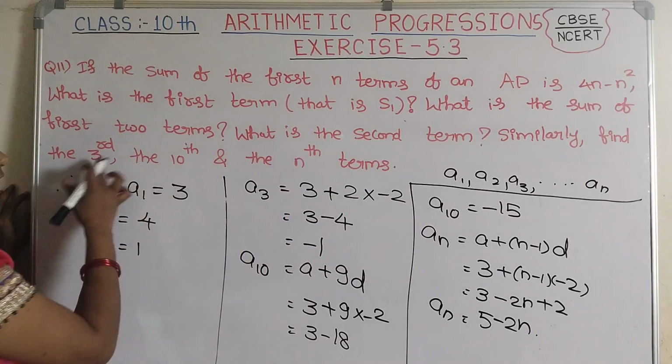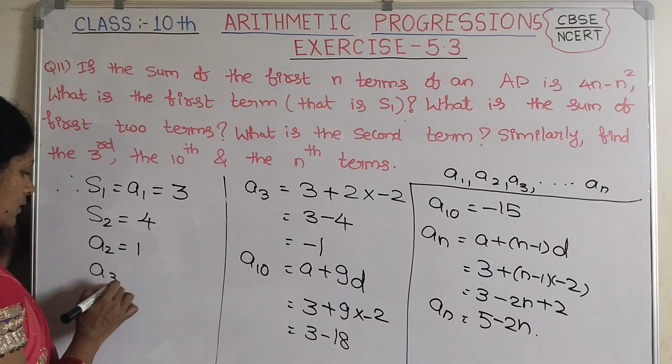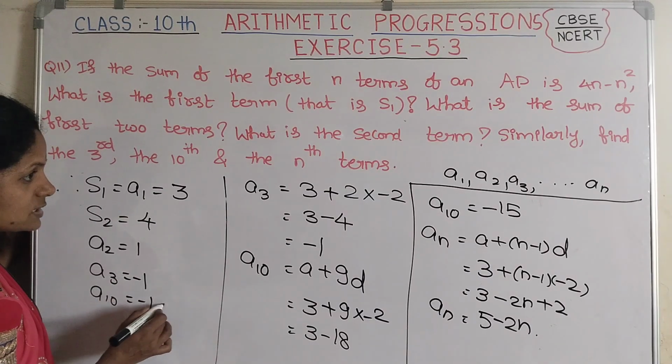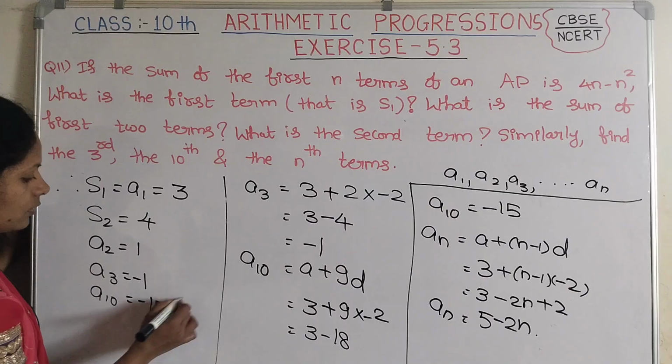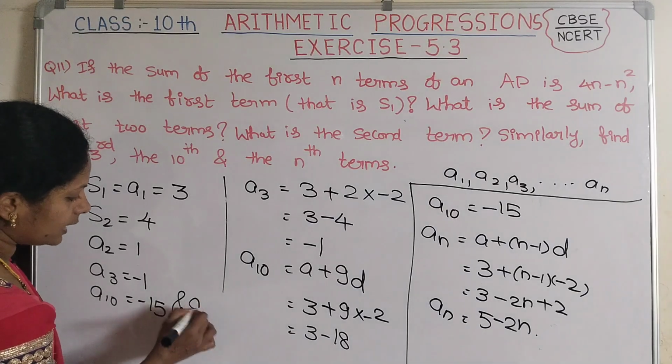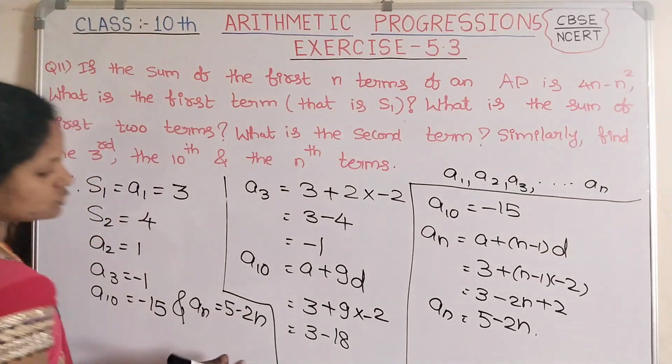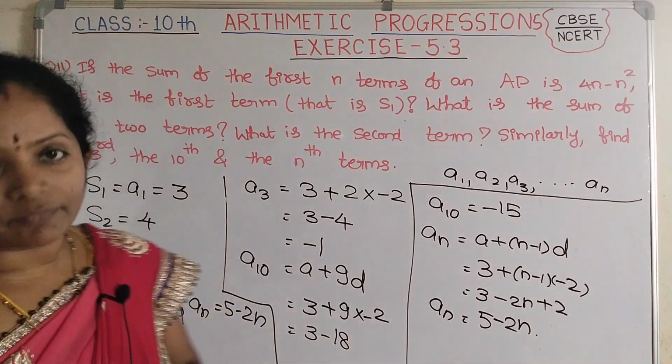Next, similarly, the third term, A3 equals minus 1. A10 is equal to minus 15. And the an is equal to 5 minus 2n. So this was the conclusion of our question.